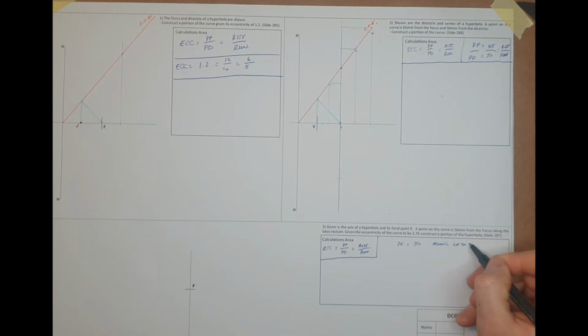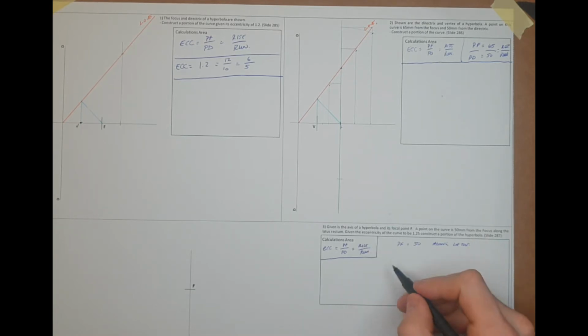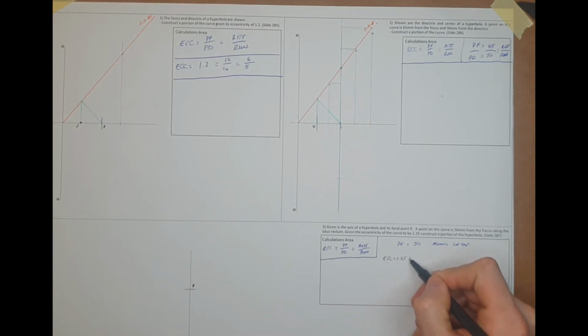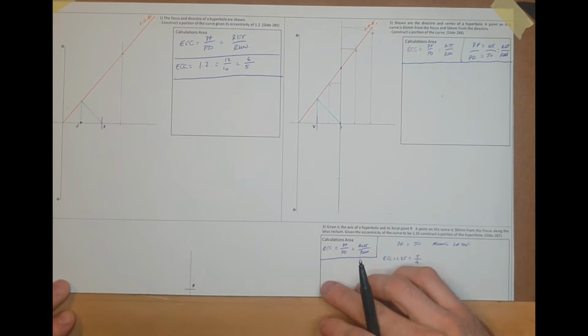And latus rectum. Given the eccentricity of the curve to be 1.25. Eccentricity equals 1.25, and I put that in a fraction, that's 5 over 4. Construct the portion of the hyperbola. Alright, so there's a point in the curve 50 millimeters away from the focus along the latus rectum.